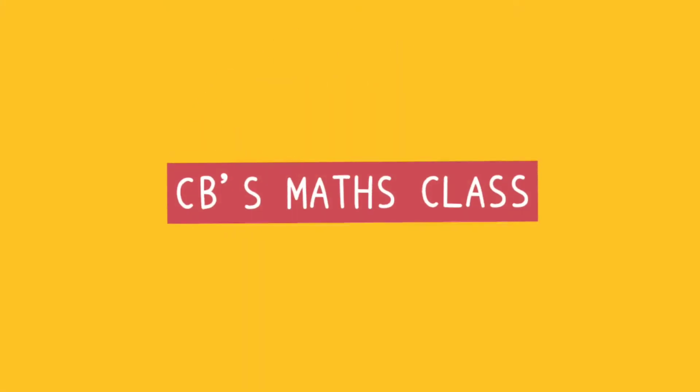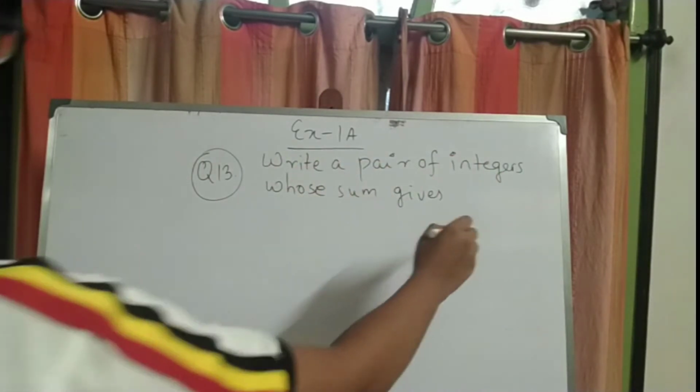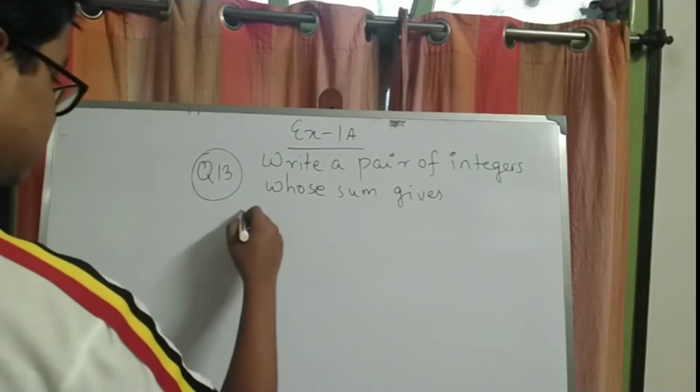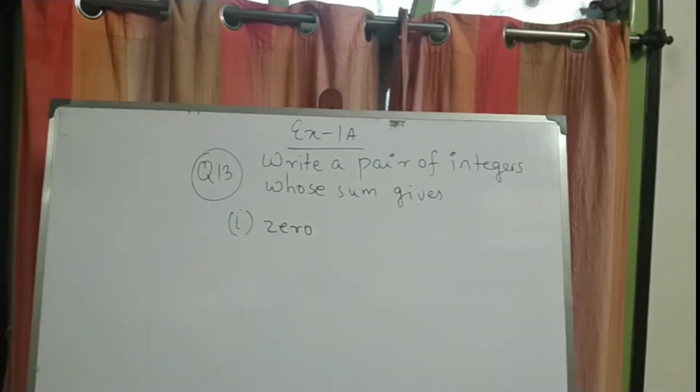Today I am going to solve questions number 15 and 16 from the chapter Integers. Exercise 1A question number 13. Write a pair of integers whose sum gives first one is 0. So I need to take two integers whose sum will give me 0.